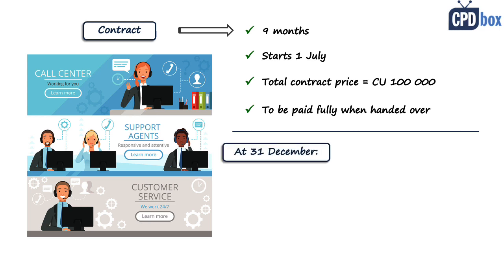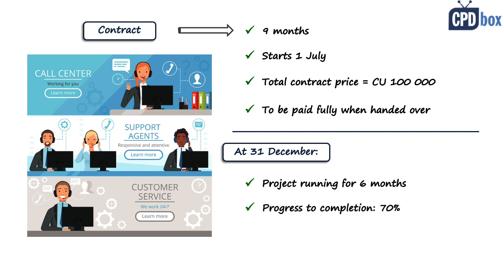And at the year end, you have been working on the project for 6 months, and under IFRS 15, you need to recognize the revenue based on the progress towards completion, because this is a typical situation of revenue recognized over time. So you assess that the project is 70% complete, you book 70% of the total price, and that is 70,000 currency units. What's the journal entry? Well, the credit side is the revenue. But what's the debit? Well, a contract asset, not a trade receivable.